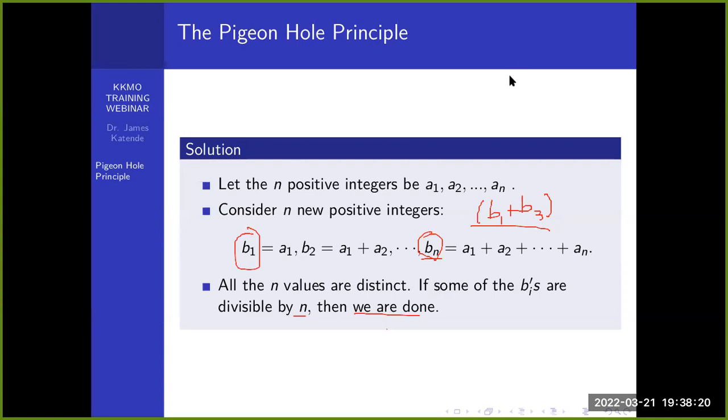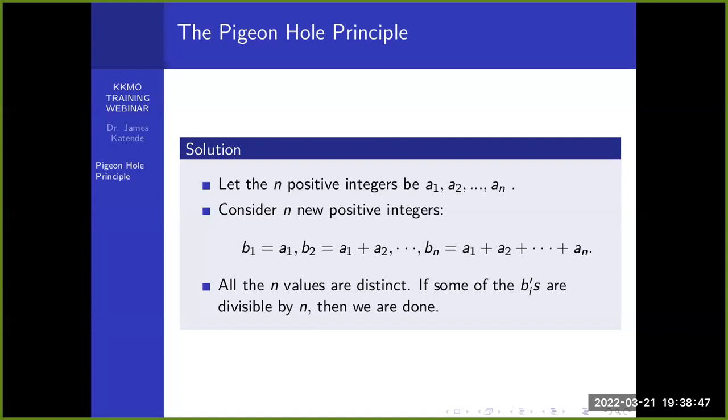Okay, so if any of the numbers B1 up to Bn is divisible by n, we still get a subset whose sum is a multiple of n.